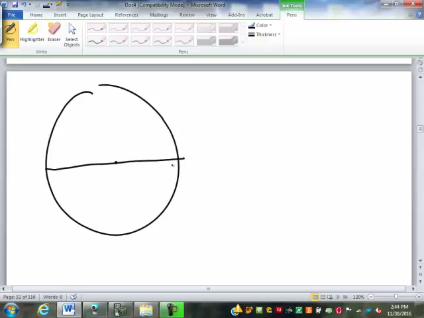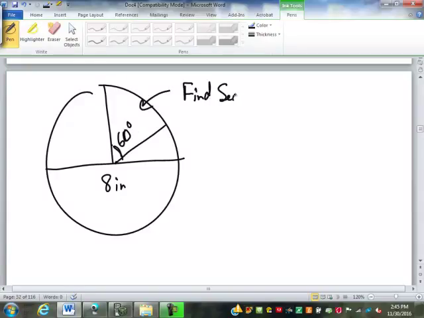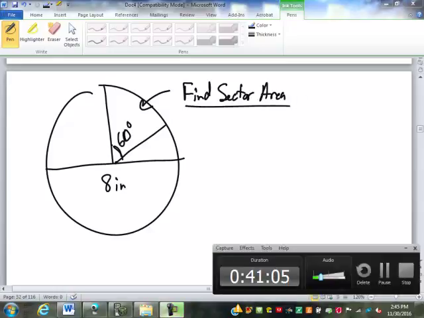So I'm going to give you a circle here with a diameter of 8 inches. And we are going to take a 60-degree sector out of it. Let's try that again. So again, find the sector area. I'll give you a couple minutes to try that one.